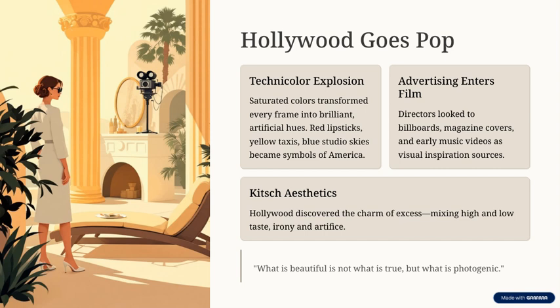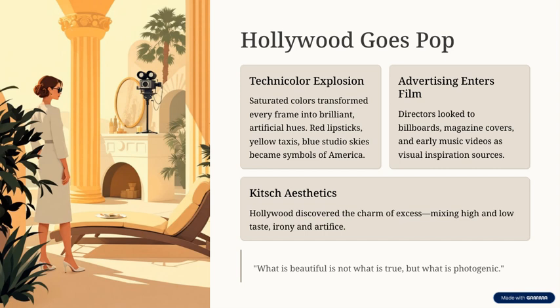Then we come to what's called kitsch aesthetics. Hollywood discovered that there's a certain charm in excess, mixing high and low tastes, irony and artifice. It's about embracing the spectacle, the flamboyance, and even the exaggerated. As one famous quote puts it, "What is beautiful is not what is true, but what is photogenic." This perfectly sums up the shift toward valuing visual appeal and style over strict realism or traditional notions of beauty.